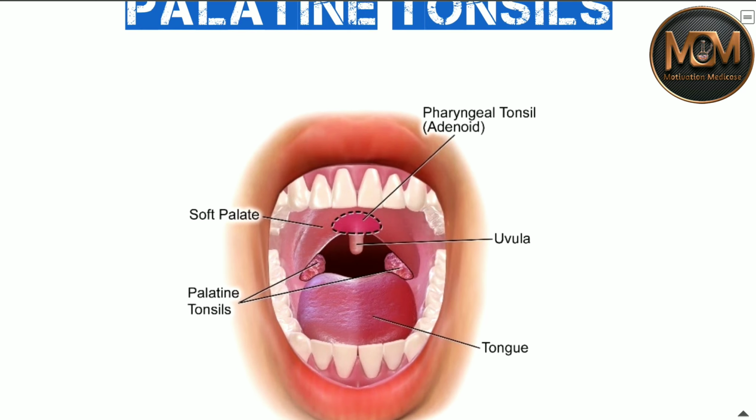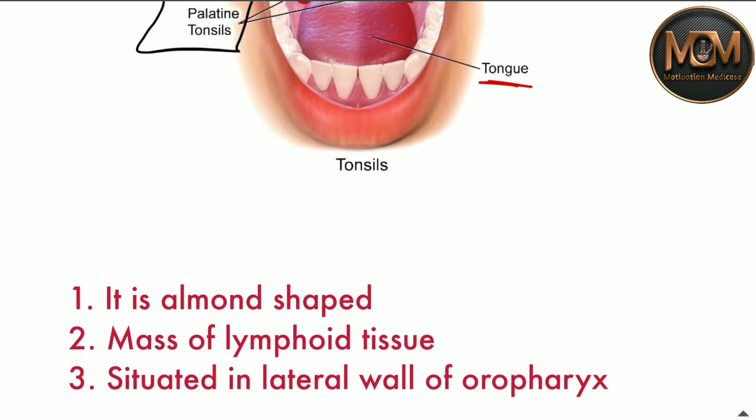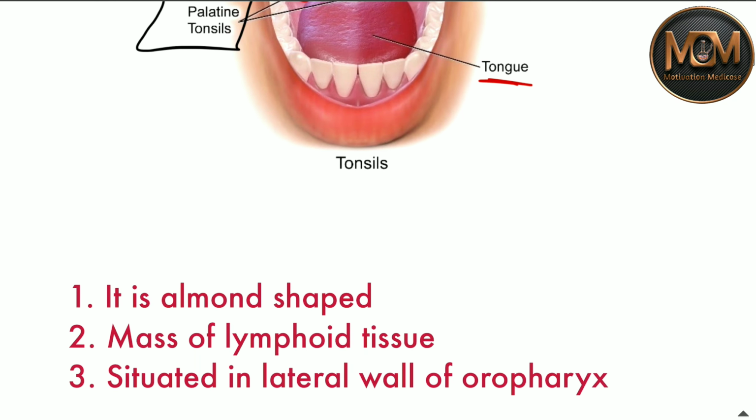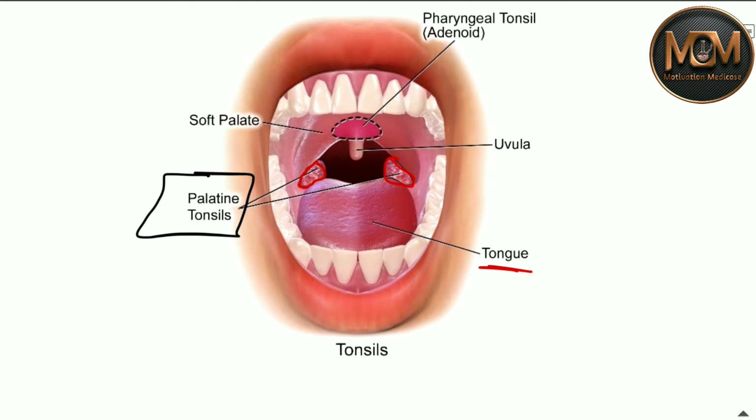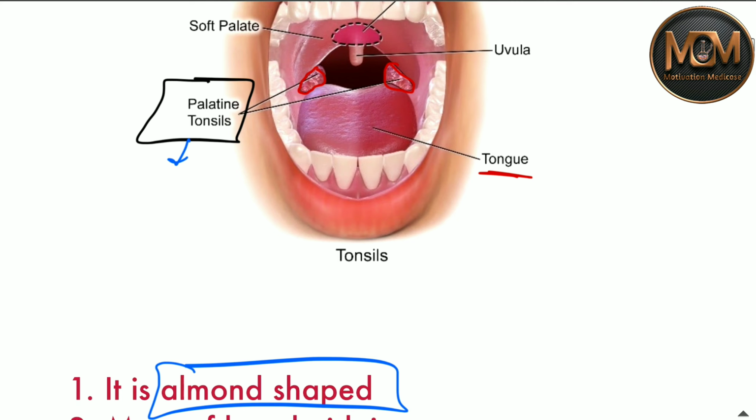Now, where are the palatine tonsils present? As you can see, they are present on the lateral side of the oropharynx. This is the tongue, and behind the tongue is the oropharynx. They are present on the lateral wall of the oropharynx. They are almond shaped, like an almond, and I've already told you they are masses of lymphoid tissue.